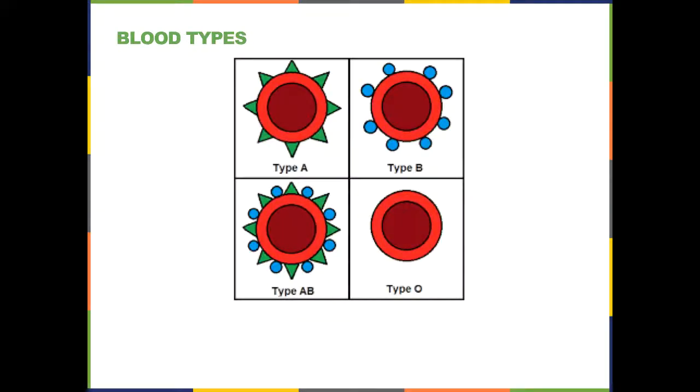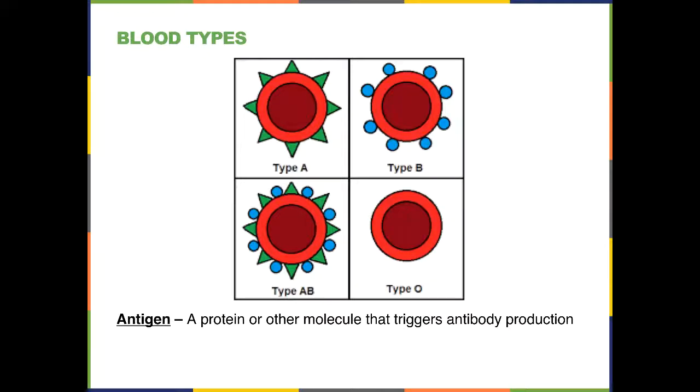Now, let's move on and talk about blood types. In order to understand blood types, you have to understand a concept known as an antigen. An antigen is a protein or other molecule that triggers an antibody production by the body. And the antigens are almost always on the surface of cells. And these are the 4 different kinds of red blood cell blood types. And it shows that there are different antigens that are represented by each of the types.